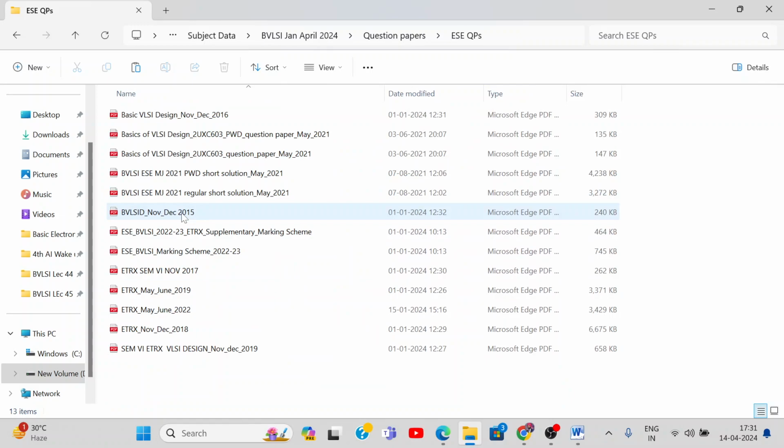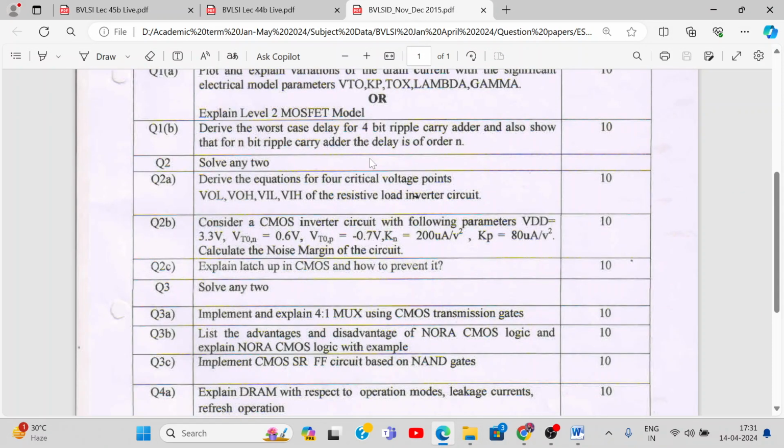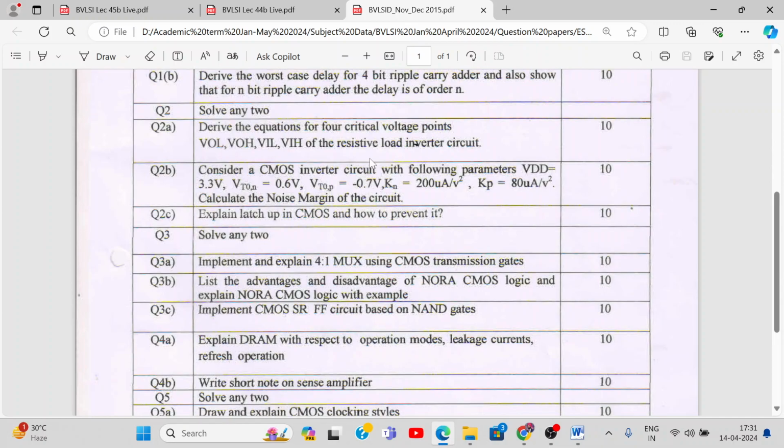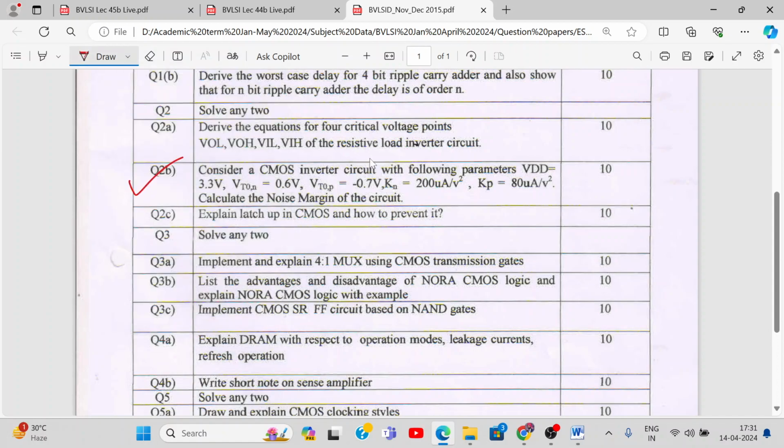Yeah, these are some old question papers of BVLSI. See this type. This was the same numerical, right? I'll show you how frequently they are asking this. Can you solve this? Yeah, this is asymmetric design. So you solve this also.